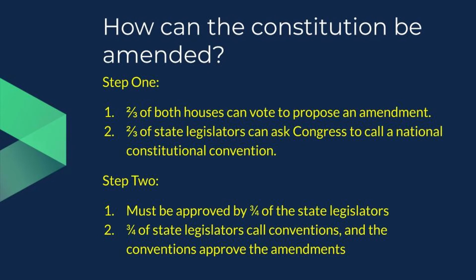How can the Constitution be amended? Step 1. 2/3 of both houses can vote to propose an amendment, or 2/3 of state legislators can ask Congress to call a national constitutional convention. Step 2. Must be approved by 3/4 of the state legislators, or 3/4 of state legislators call conventions, and the conventions approve the amendments.